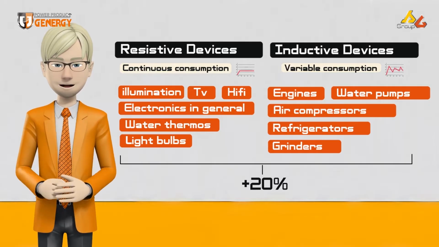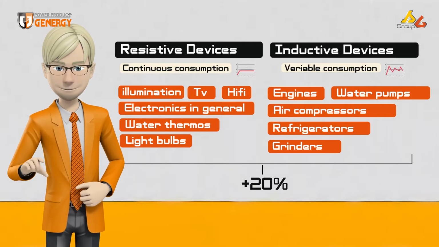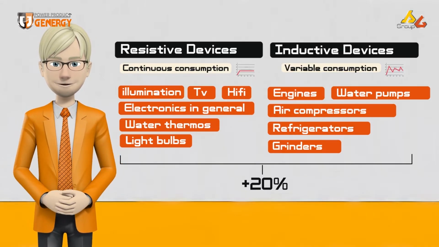This oversizing allows us to work around the nominal power of the generator, which will allow us to save a significant amount of fuel as well as increase the longevity of the machine.